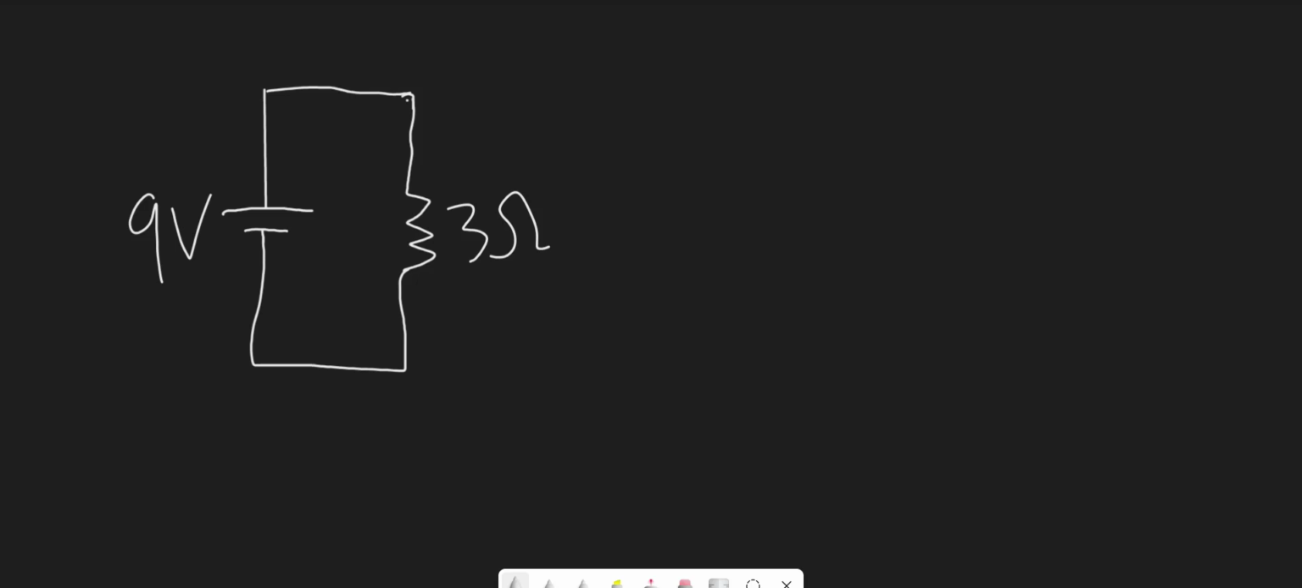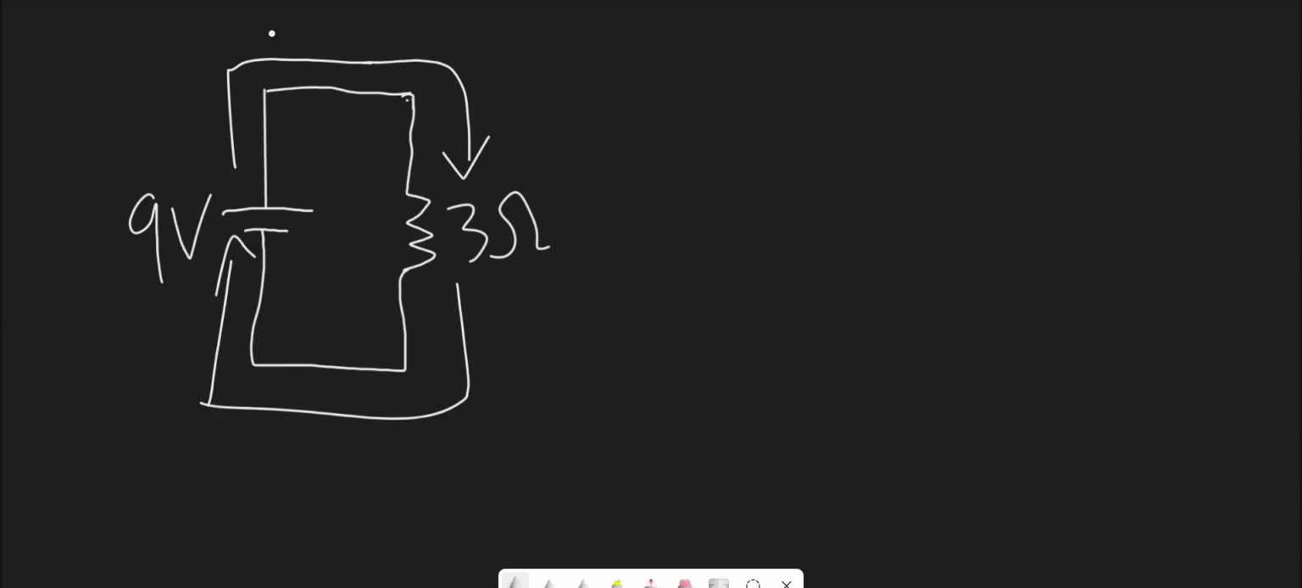What kind of circuit do you guys think this is? Is it a series or a parallel circuit? Well, if you said a series circuit, you would be correct because current can only flow in one direction. It goes from the positive terminal of the battery and travels in this general direction.